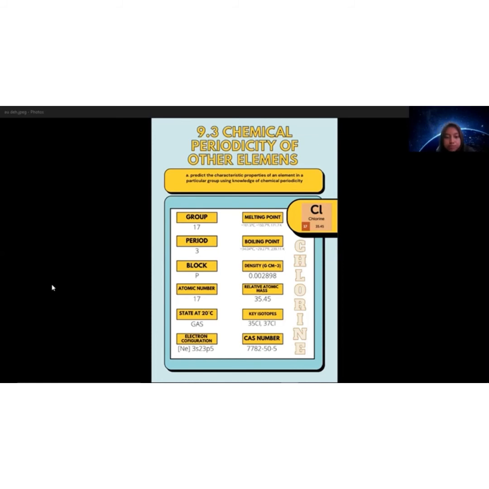239.11 Kelvin. Density 0.00298, relative atomic mass 35.45, and isotopes 35Cl and 37Cl. CAS number is 7782-50-5.